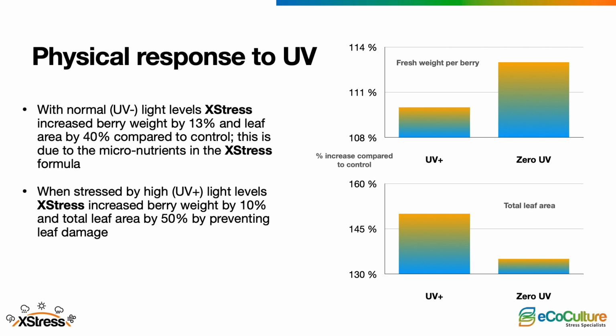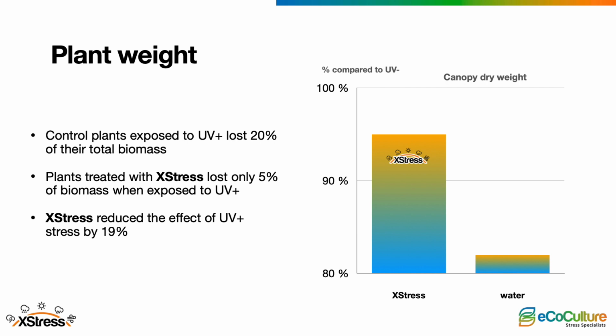compared to control. This is due to the micronutrients in the XStress formula. When stressed by high UV plus light levels, XStress increased berry weight by 10% and total leaf area by 50%. By preventing leaf damage, plant weight: control plants exposed to UV plus lost 20% of their total biomass. Plants treated with XStress lost only 5% of biomass when exposed to UV plus. XStress reduced the effect of UV plus stress by 19%.